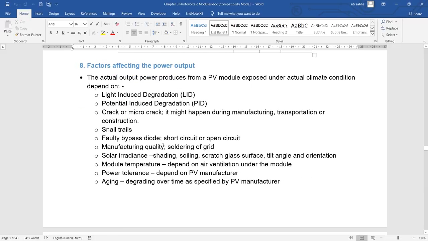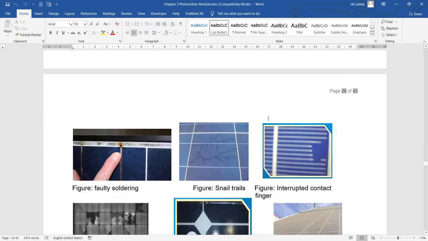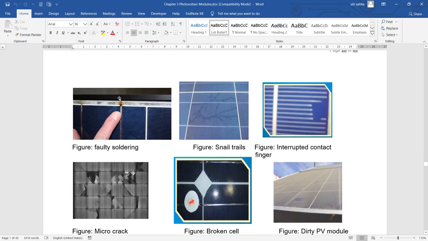So, faulty bypass diode, short circuit or open circuit. With a faulty bypass diode, we can replace the diode. Okay. Manufacturing quality, so the soldering of the grid. For example here, the quality of the soldering. Okay, faulty soldering here.